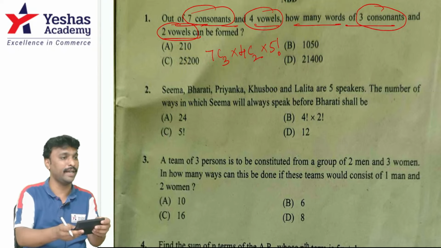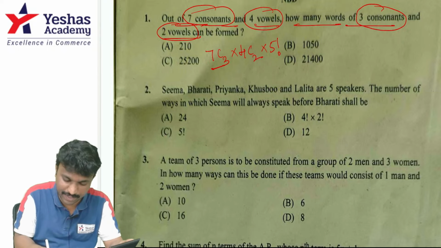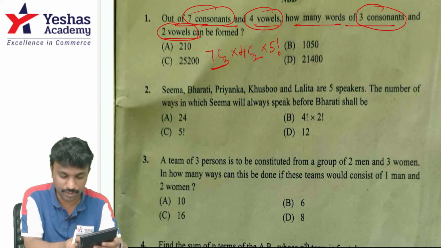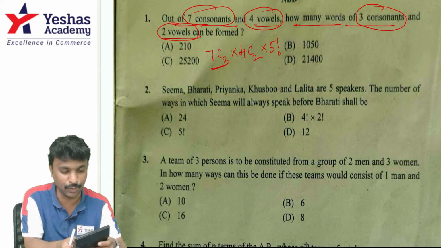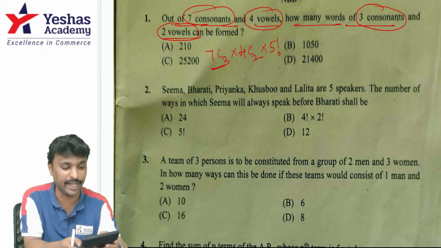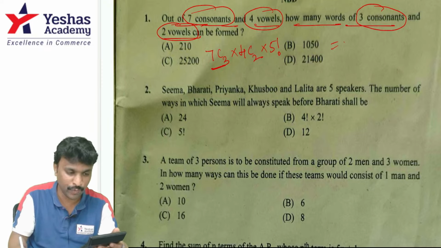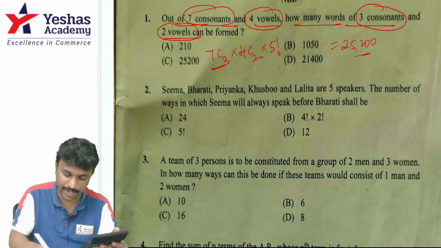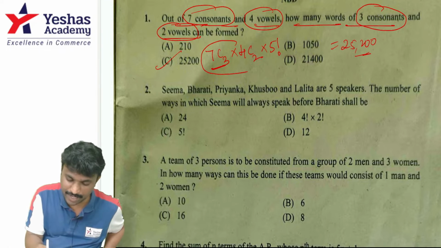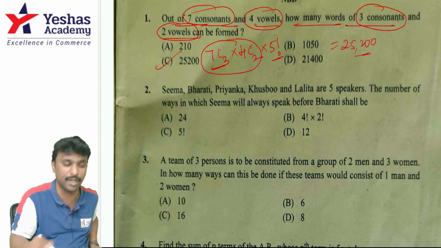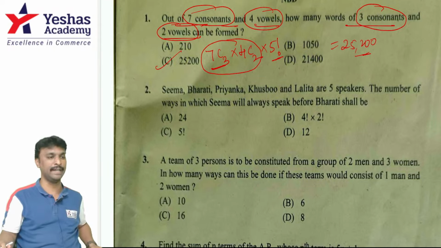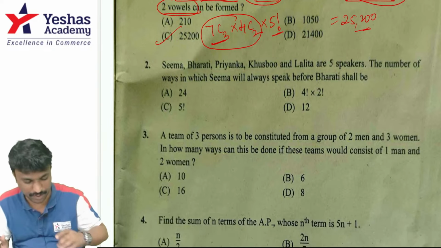So all that I need to now do is 7C3 is 7 into 6 into 5 divided by 6, into 4C2 is 4 into 3 divided by 2, into what is 5 factorial? 120. That fetches me 25,200. Option C is the right answer. Have you understood? So it's not just the selection over here. After selection, you have to arrange because you need to get the words of 5 letters. So 5 factorial. Have you understood?